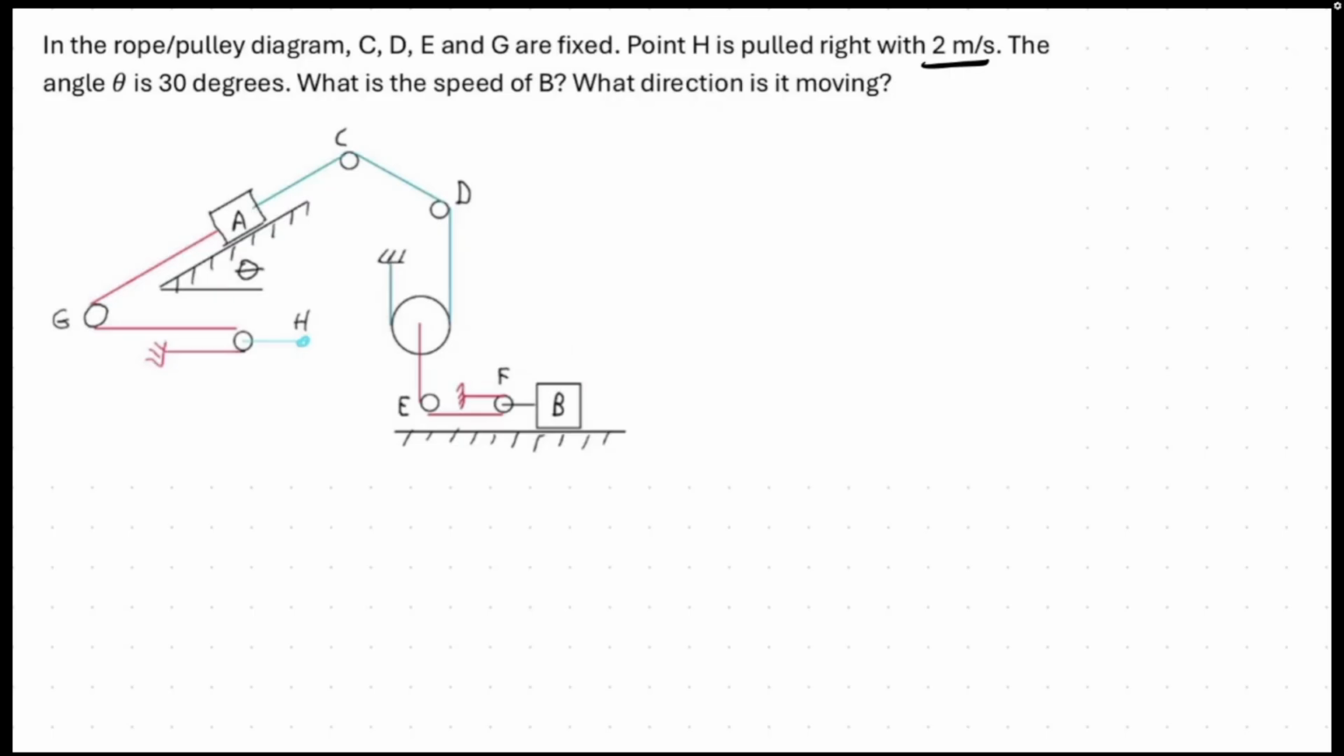All right, so let's make our first step simple. Let's label what H is doing. H is going to the right here at 2 meters per second. What is it, 2? Yeah, 2 meters per second.